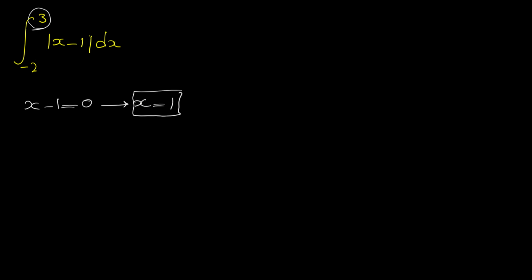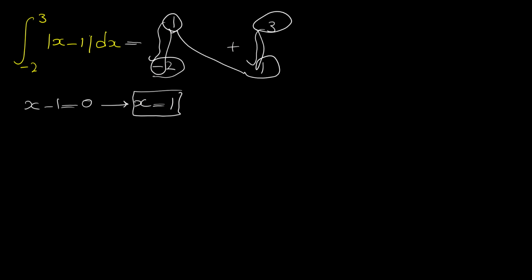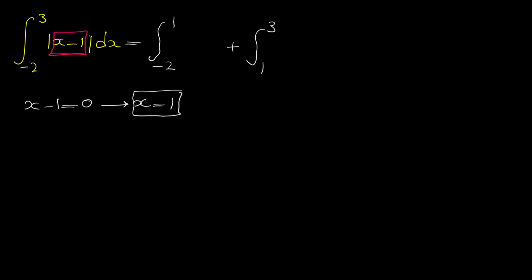We split the given integral in this way. We write this integral as the integral from -2 to 1 plus the integral from 1 to 3. But why do we do this? Now, if you pay attention, we have two intervals, -2 to 1 and 1 to 3. In these intervals, now we can find the sign of this expression. The lower bound and upper bound show the range of values of x.